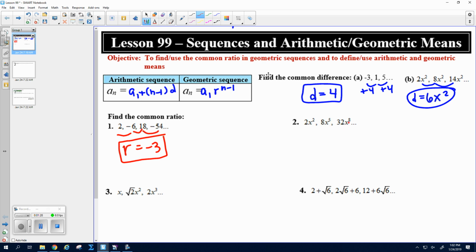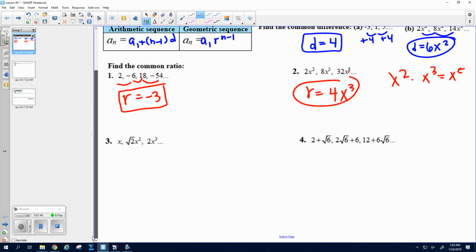All right, this one has 2x squared, and then 8x to the 5th, and then 32x to the, I think that says 8. So 2 times what? Very good, x cubed, because you add exponents every time when you're multiplying, right? So even though I'm multiplying by 4, I'm adding that 3, because remember, x squared times x to the 3rd is x to the 5th. You guys remember that? Of course.